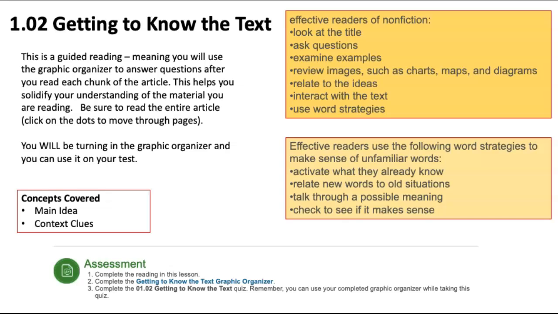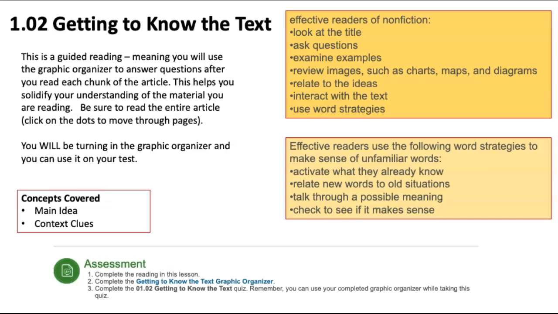Okay? The concepts that will be covered in 1.02 are main idea and context clues. Now, main idea is the main idea of a piece of text that you are reading. Okay? It's the whole point, what the author wants to get across to you. And then context clues, as I said, that is trying to figure out what the word that you don't know means from the rest of the words in the sentence.